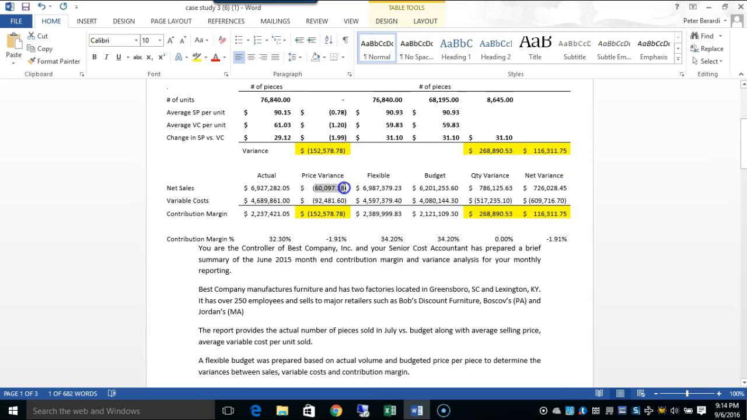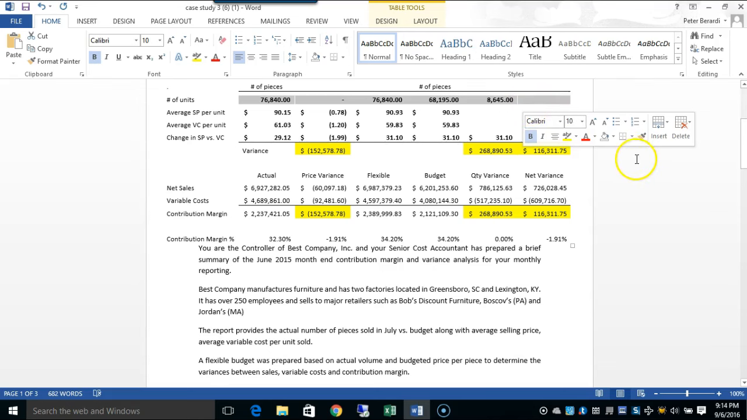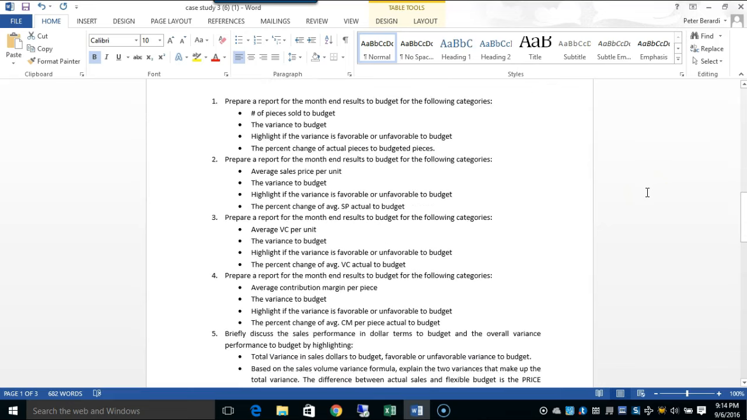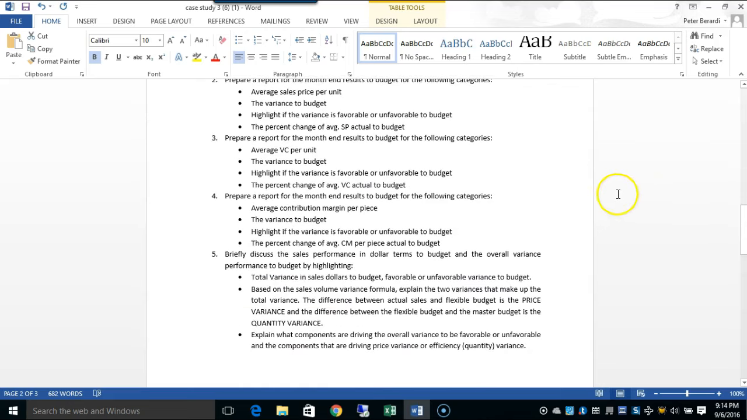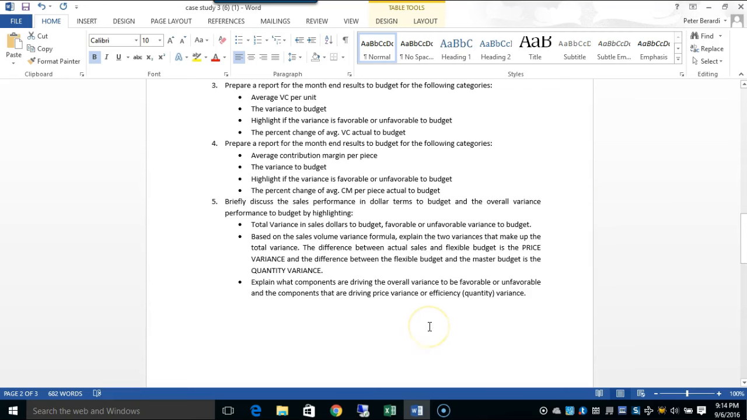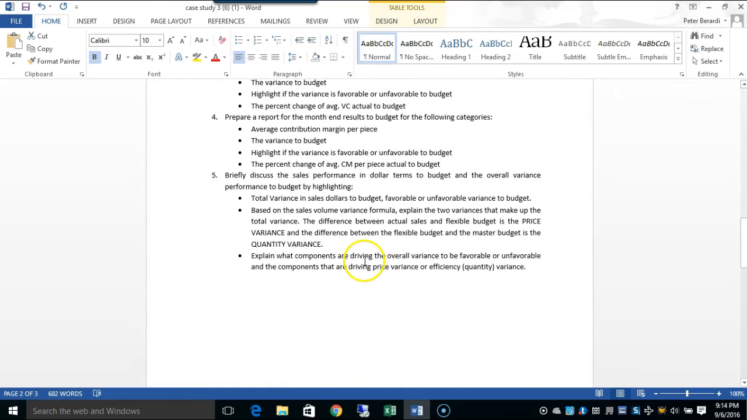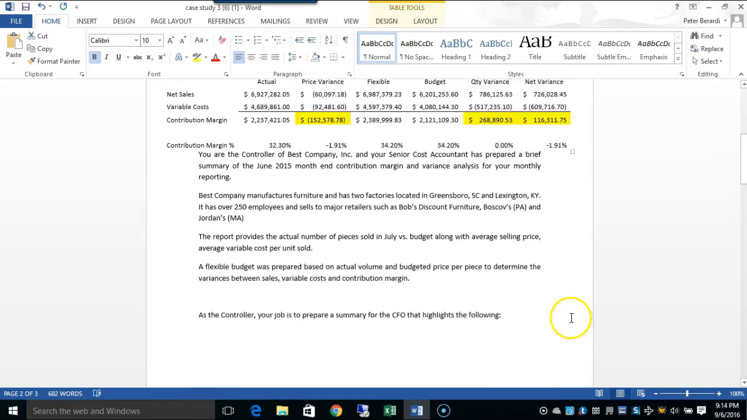Discuss what created the price variance and the quantity variance, which is given to you right here and right here in the quantity. So know your variance formulas and basically elaborate on them, talk about them. Do the same for the variable cost and the contribution margin. Drill down and explain what components are driving the overall variance to be favorable or unfavorable, whether it's a price variance or quantity variance or a combination.